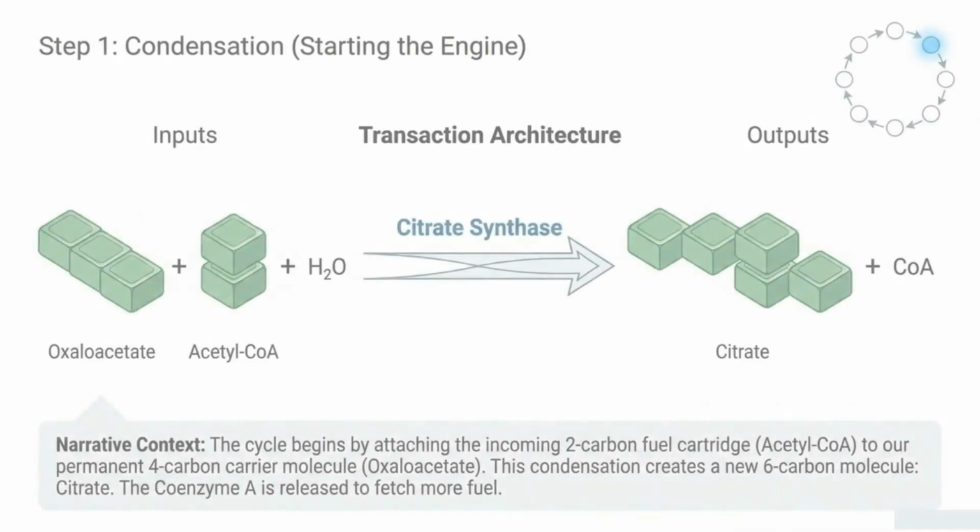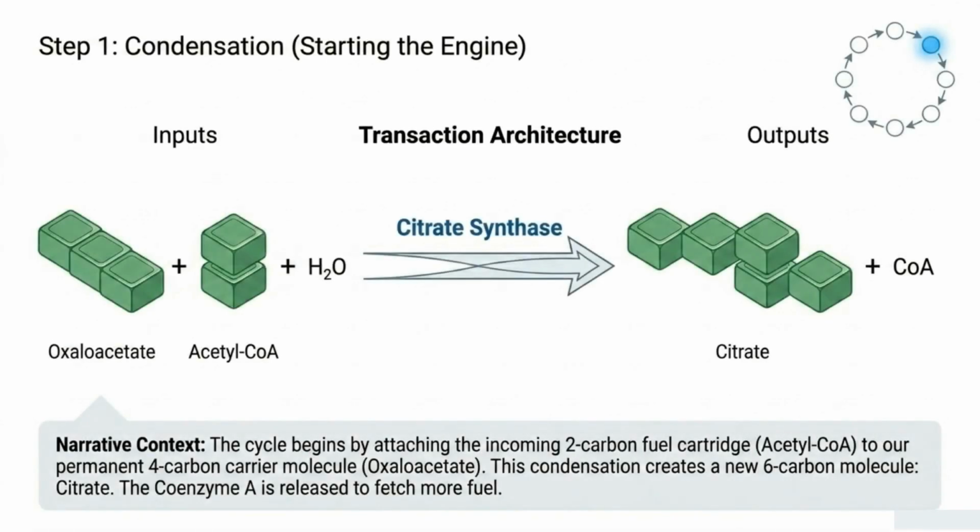Now the engine officially starts running. In step 1, the citrate synthase enzyme takes our incoming 2-carbon acetyl-CoA cartridge and fuses it to a permanent 4-carbon carrier molecule called oxaloacetate. This condensation reaction uses a water molecule to build a brand new 6-carbon compound called citrate. With the connection made, coenzyme A is released back into the matrix, free to fetch another round of fuel.